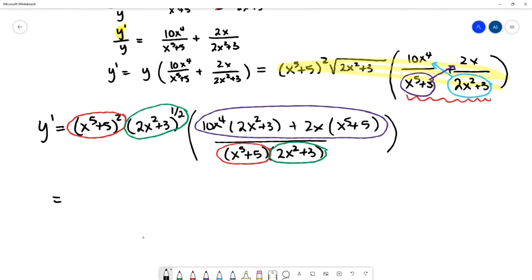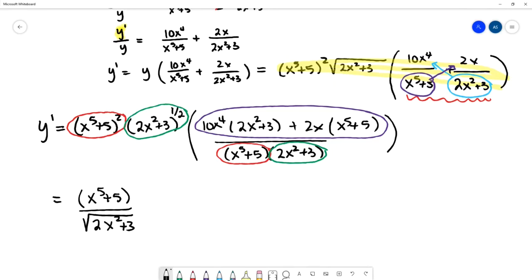So I have x to the 5th plus 5 squared over x to the 5th plus 5. So I'm going to have one factor cancel out. So I'll just have 1 left. I have one factor of x to the 5th plus 5 left. And I have a half a factor in the numerator and a whole factor in the denominator. So when I combine those two together, I'm going to have a half a factor left in the denominator. So it'll be square root of 2x squared plus 3 in the denominator.